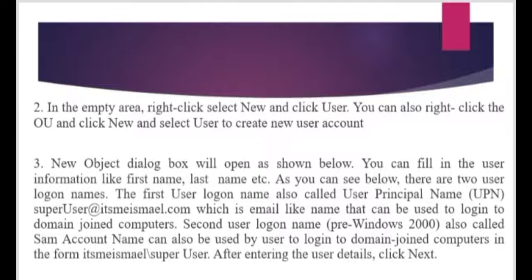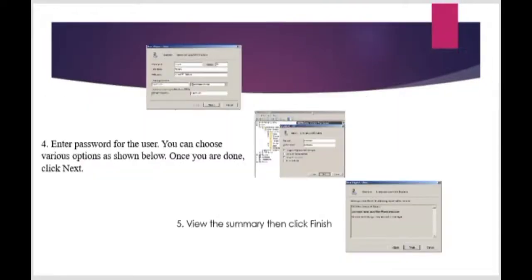As you can see below, there are two user login names. The first logon name is called the user principal name. It is the email-like name, user@ismail.com, that can be used to log into a domain-joined computer. The second login name is the Windows 2000 name, also called the SAM account name. It can also be used by the user to log in to a domain-joined computer in the form Ismail\user. After entering the details, click Next. 4. Enter a password for the user. Choose the various options as shown below. Once you're done, click Next. View the summary, then click Finish.